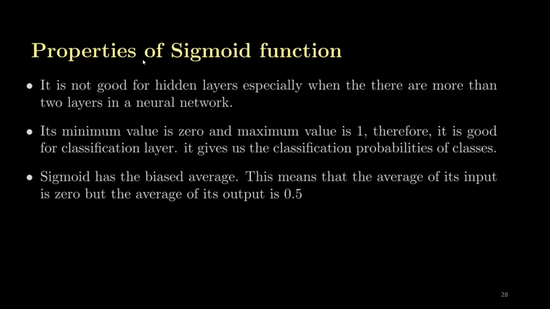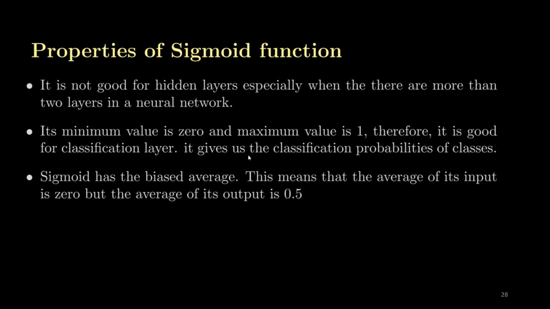So these are a few properties of the sigmoid function. The first property is that it is not good for hidden layers when there are more than 2 layers in a neural network. That is, if we have more hidden layers in the neural network, it is not a good idea to use sigmoid as an activation function with the hidden layers. In the next slide, we will see why it is not a good idea to use the sigmoid function with the hidden layers.